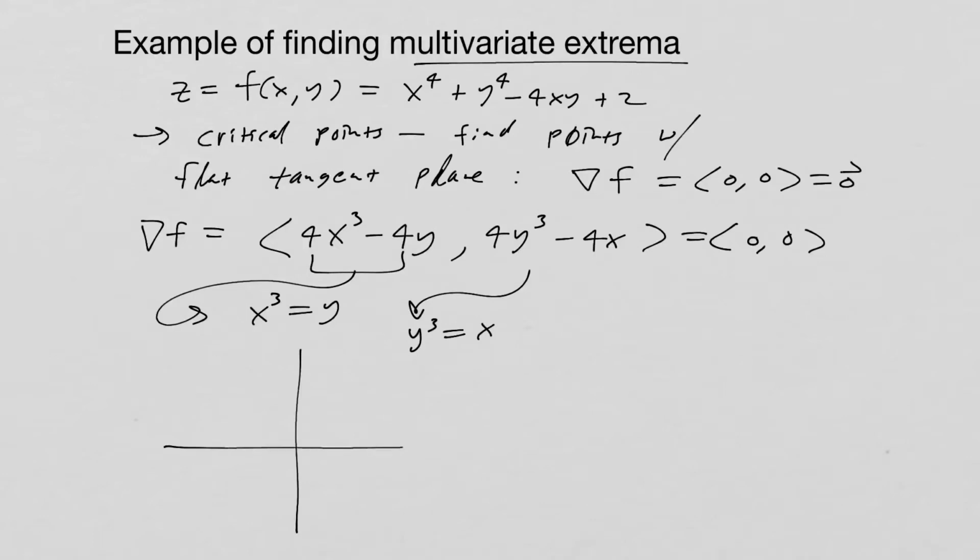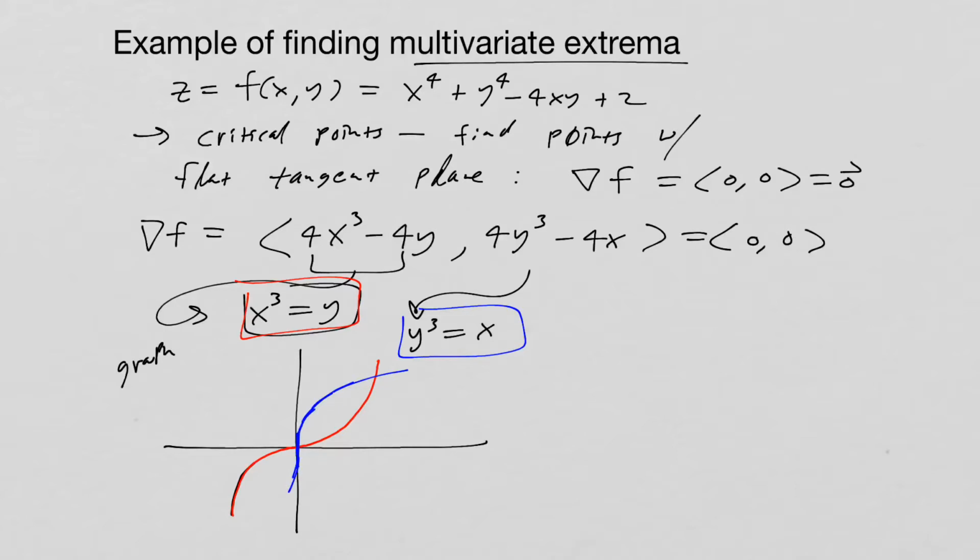It might be best to just graph these, because we know that is just a cubic. I'll do that one in red. It's going to look like that. Likewise, this is also a cubic, but it's going to be flipped over. It's going to have a vertical slope like that, but otherwise be basically symmetric. In fact, it will be symmetric about the 1, 1 line here.